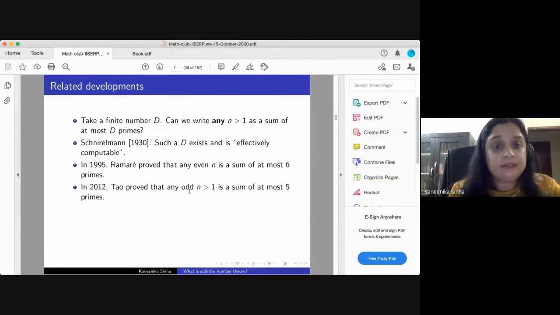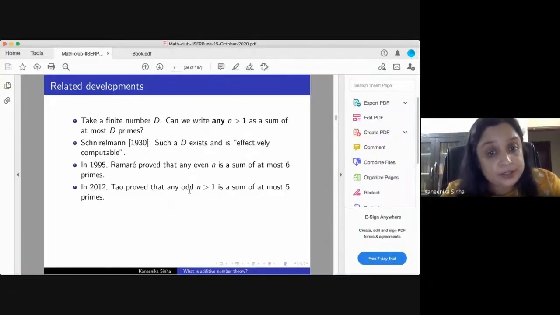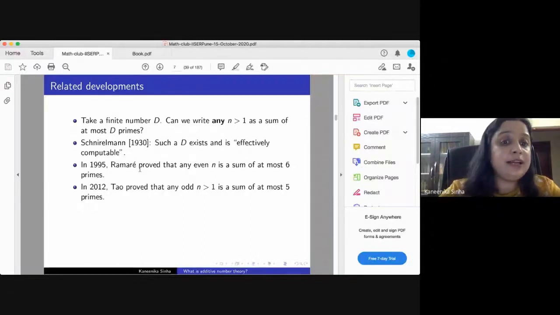And in 2012, Terence Tao proved that any odd n greater than 1 is a sum of at most 5 primes. This is also a remarkable result. You can combine both of these results to make a claim that any natural number n greater than 1 is a sum of at most 6 primes. And from there, we have to go down to 3 and 2 respectively.